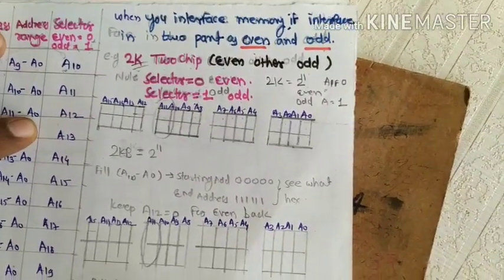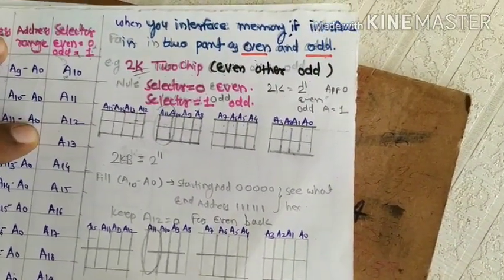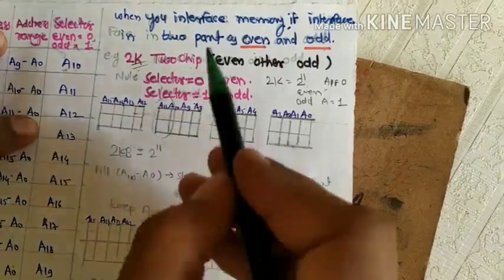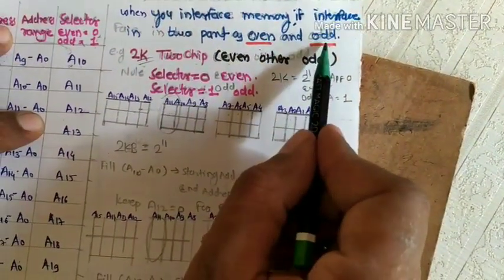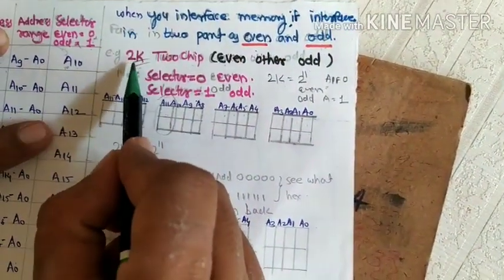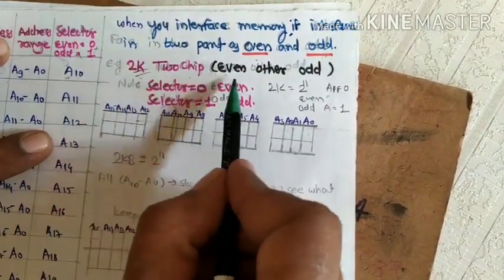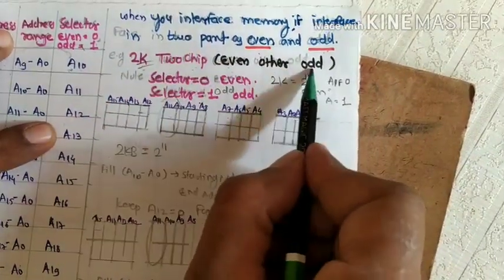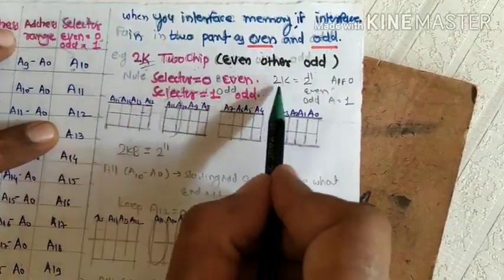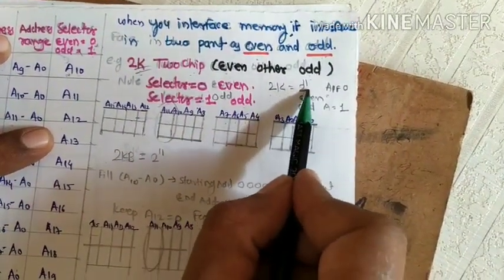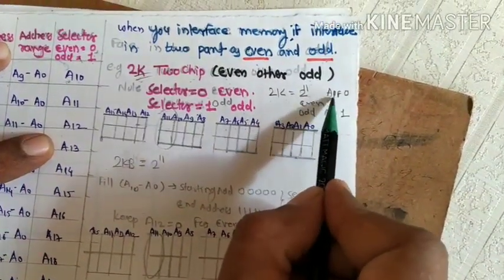When you interface memory, it interfaces in two different parts: one part as even, another part as odd. For example, 2K 2 chips means one 2K as even and another 2K as odd. See, 2K is equal to 2 raised to 11, that is, 11 is the selector.